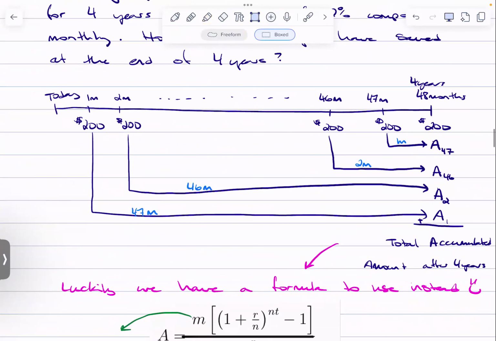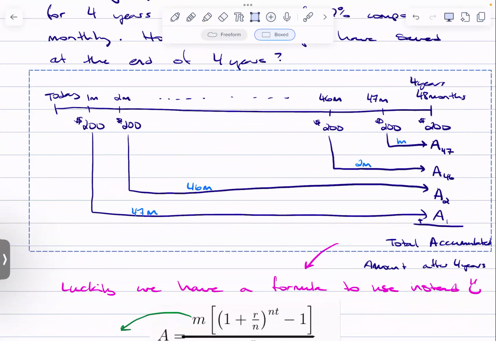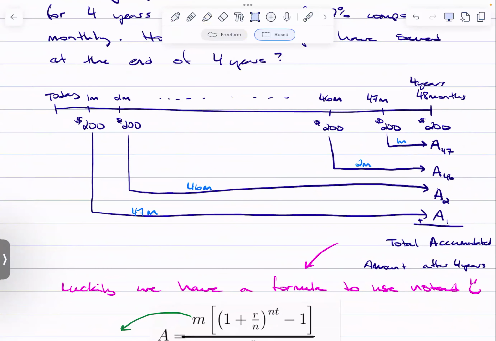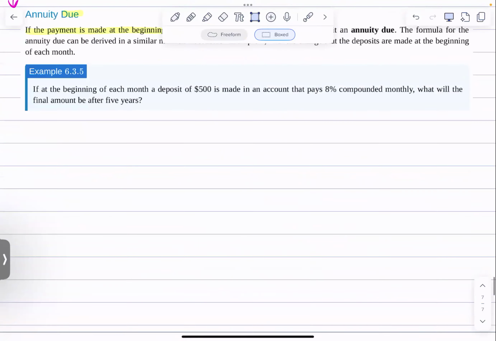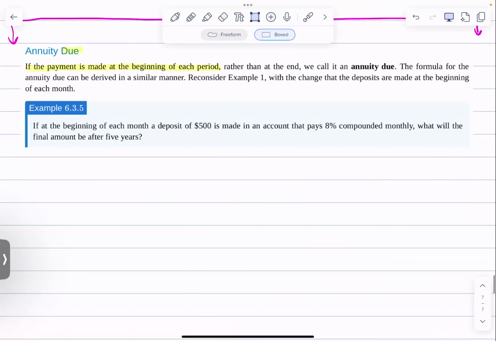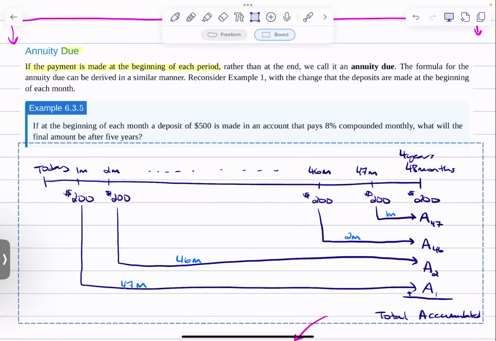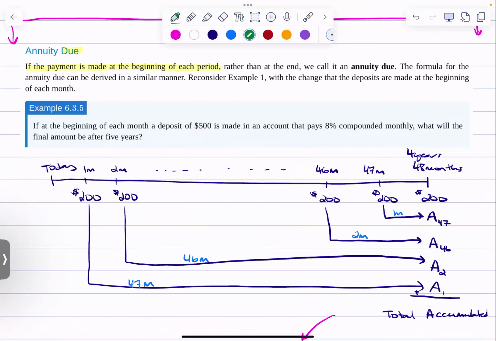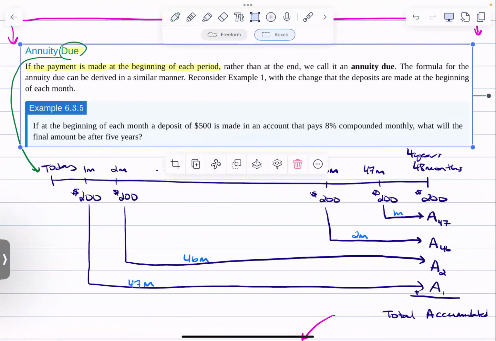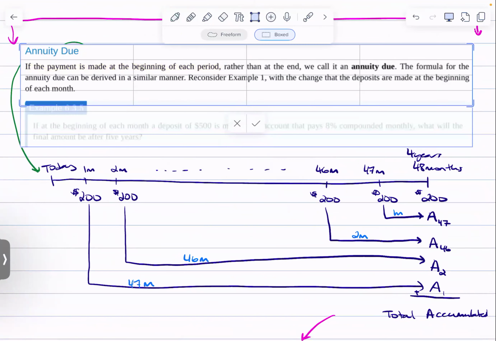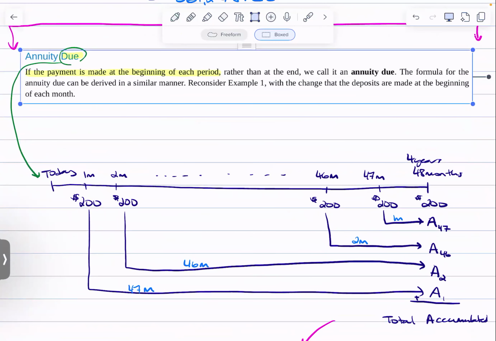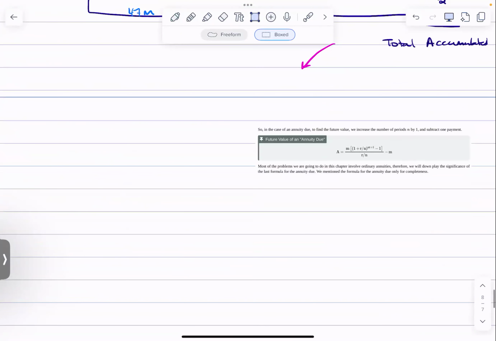All right. If I copy this, paste. Now for an annuity due, maybe I'll do this. Copy and crop. There. And then I'll paste this down.